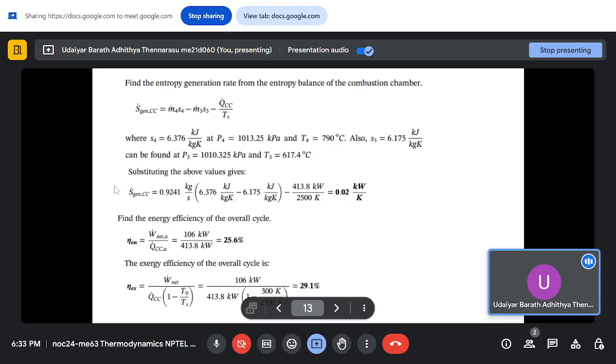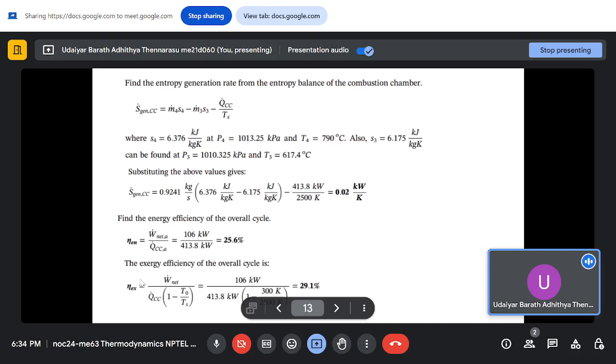Now the next step is to find the energy efficiency of the cycle and the exergy efficiency, or second law efficiency, or efficiency compared to the Carnot cycle. In that case, your efficiency is nothing but work done by heat added. Work done is 106 kilowatt, which is given in the problem, and we have found that the heat added is 413.8 kilowatt. Substituting that, your efficiency is 25.6%.